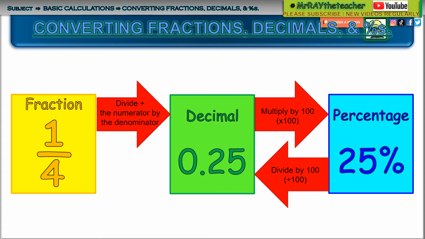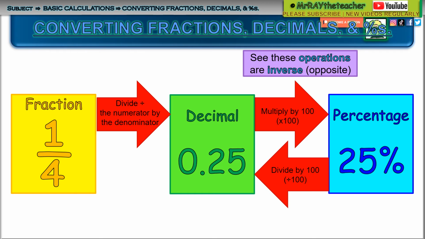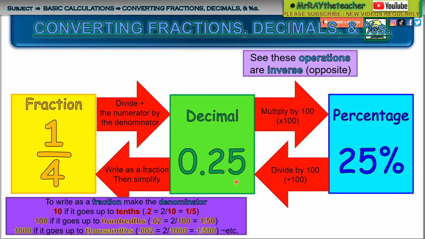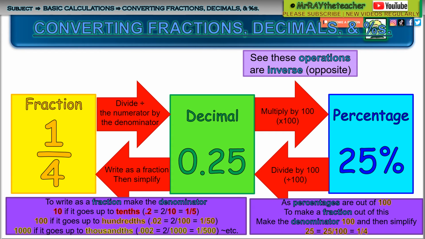So percentage back to decimal, you just do the inverse operation. Inverse means opposite. Multiplication, the opposite is division. So we're back to here, and there you go. So the operations are inverse, opposite. If you want to go from decimal to fraction, simply write as a fraction, then simplify. So look, you can technically write it as 25 over 100, because that's what it is. But then do simplify, because usually that's the way to go.